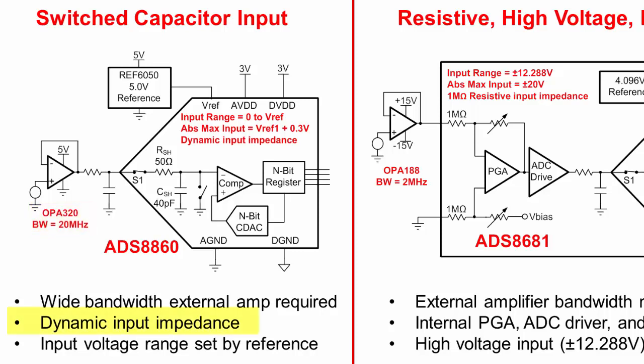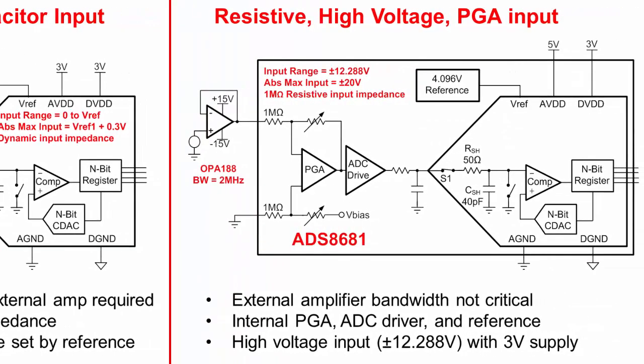Also, note that this type of converter has a dynamic input impedance, as the input impedance is an RC circuit and not a fixed resistor. Finally, the input voltage range for the switched capacitor input type SAR is normally equal to the reference voltage. Choosing an amplifier and external RC circuit to drive the data converter is a challenging problem. In another video, we will investigate this challenge in great detail.